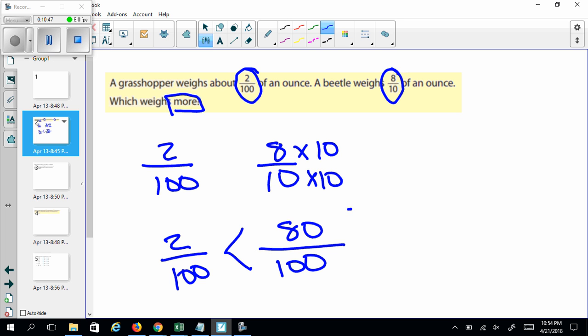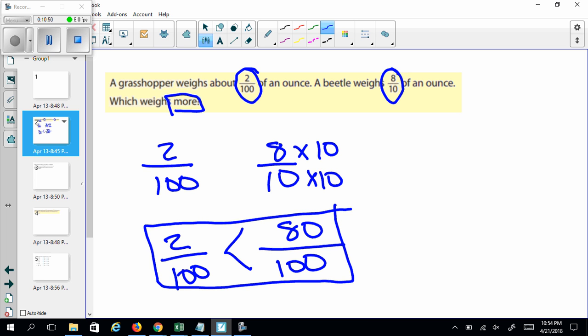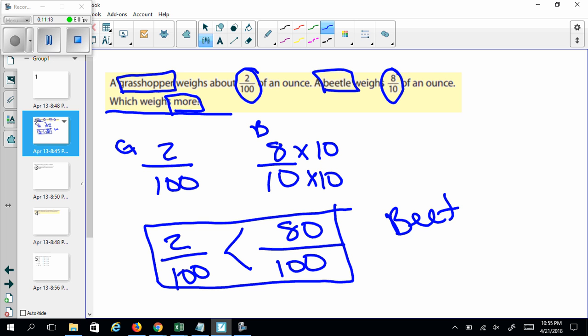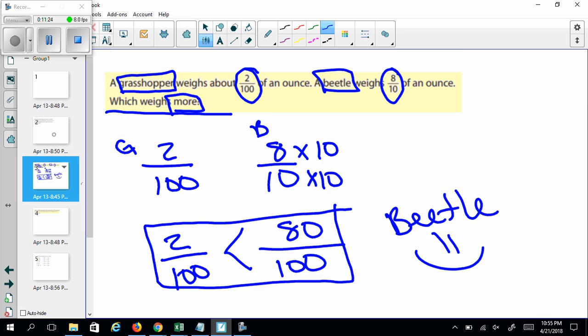Now, if I just do this, this is not the answer, guys. It says, which weighs more, the grasshopper or the beetle? So the grasshopper is here, and the beetle is here. Grasshopper, beetle. Which one weighs more? The beetle. Yay, the beetle weighs more. Okay. I'm sorry, that wasn't very funny. I apologize. Let's move on to the next one here.